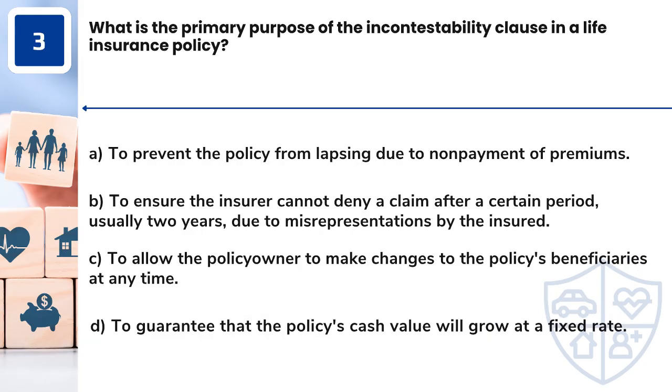Question 3. What is the primary purpose of the incontestability clause in a life insurance policy? A. To prevent the policy from lapsing due to non-payment of premiums. B. To ensure the insurer cannot deny a claim after a certain period, usually 2 years, due to misrepresentations by the insured. C. To allow the policy owner to make changes to the policy's beneficiaries at any time. D. To guarantee that the policy's cash value will grow at a fixed rate.